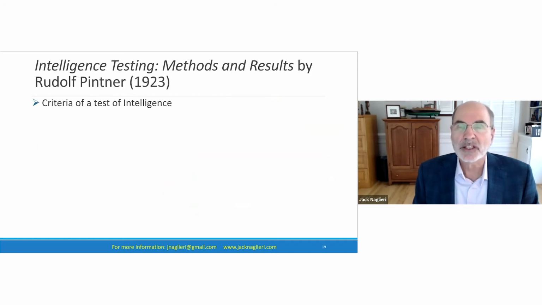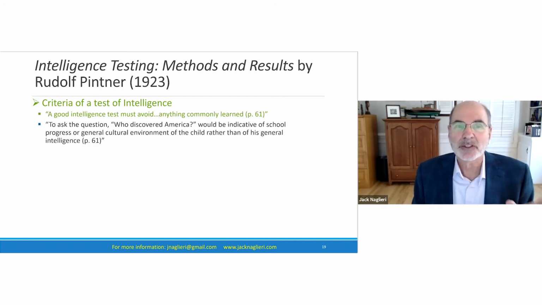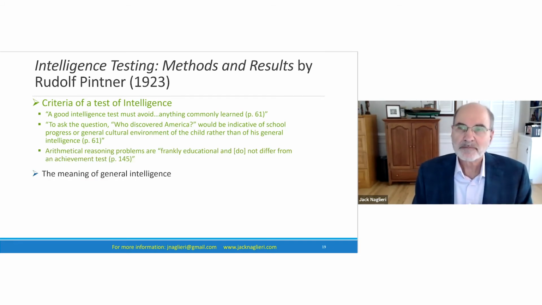So interestingly, let's go back in history. Nearly 100 years ago, Rudolf Pintner wrote, "A good intelligence test must avoid anything commonly learned. To ask the question, who discovered America, sound familiar? Would be indicative of school progress or general cultural environment, not general intelligence. Arithmetical reasoning, frankly, educational, do not differ from achievement tests." I'm not saying anything new at all.